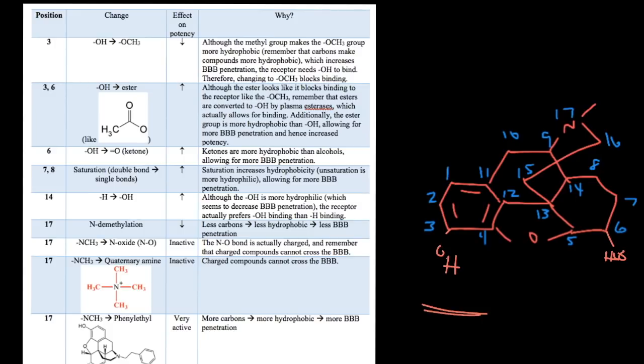Number 2, they're actually converted into OHs by plasma esterases. So, once this compound penetrates the blood-brain barrier, it's actually converted to the OH. So the process is: OCH3. So here's your ester.